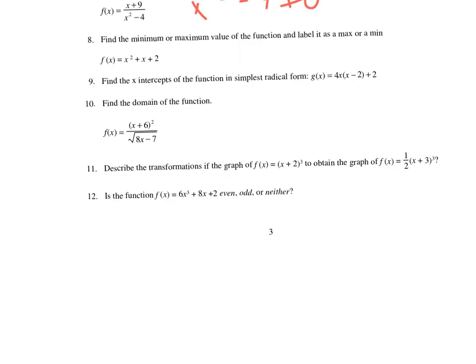All right, next up, number 8, it's asking for the maximum or minimum value and label as max or min. So this one is, because a is positive, it opens up, and that means that vertex would be a minimum. So I know it's a min value, and so I'm just going to find that min value. I'm going to do negative b over 2a to find x, and then plug that back in to find y, because it's really the y value.